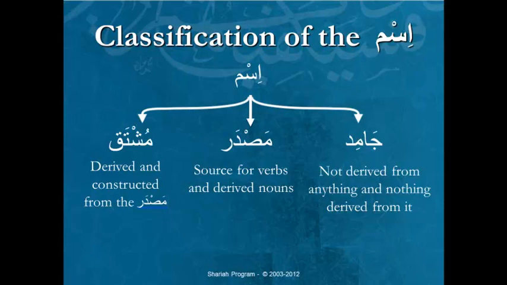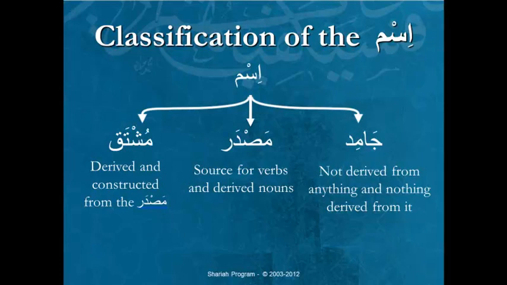If it doesn't involve that process at all, then that's called jamid. And that's the one on the far right. A jamid is an ism that does not involve a process of derivation. It wasn't derived from anything and nothing was derived from it, and this is normally what the English people call noun. The majority of nouns like tree, the sun, the moon, the earth, house. Okay, so basically they're just coined and frozen.